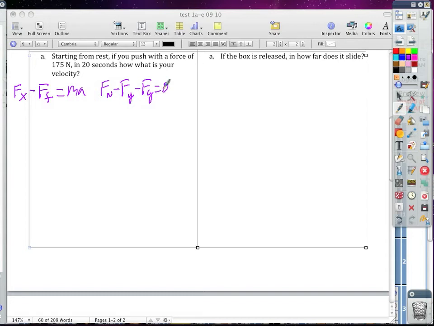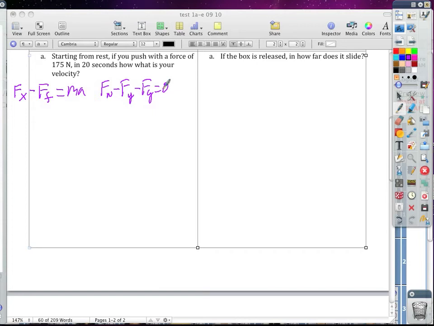And why is it all subtraction? Oh, because what points up? What points down? And that's why. So Fn is, if they're in opposite directions, positive. Yeah, go ahead. So Fn is positive and Fg and Fy is negative. Okay. Okay, so what is your velocity?